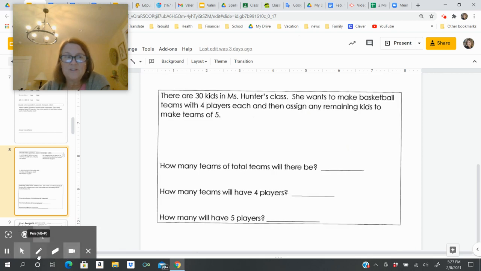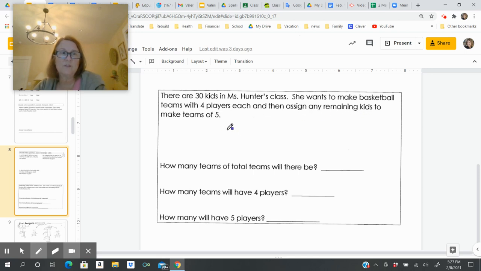This next problem is kind of interesting. It says there are 30 kids in Mrs. Hunter's class. She wants to make basketball teams with 4 players each and then assign any remaining kids to make teams of 5. And I often like to have smaller teams than 5. So this is kind of a realistic problem. So this is a division problem, all right? So I'm taking 30 kids, all right? So write this on your paper with me.